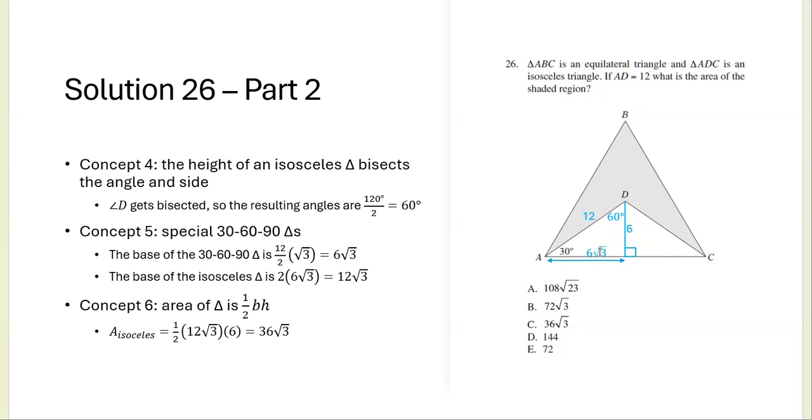Okay? Now we can find the area of this isosceles triangle because since this over here is 6 root 3, remember this height bisected AC, so this half over here is also 6 root 3. So the entire base is 12 root 3, but since the formula is half base times height, this is half the base right here. So 6 root 3 times 6, that's 36 root 3. Okay? We tackled half this problem now. Now we got to find the area of the equilateral triangle. So how do we do that?